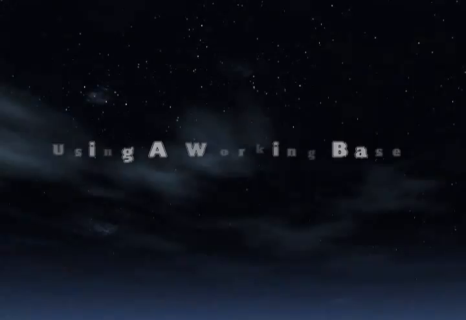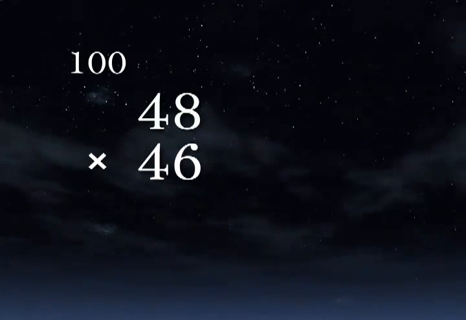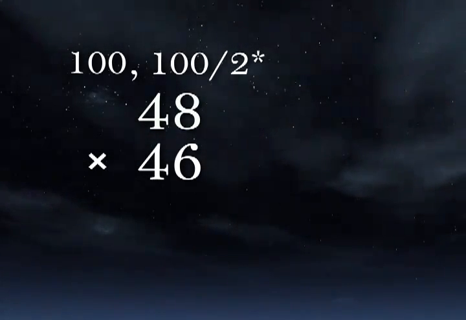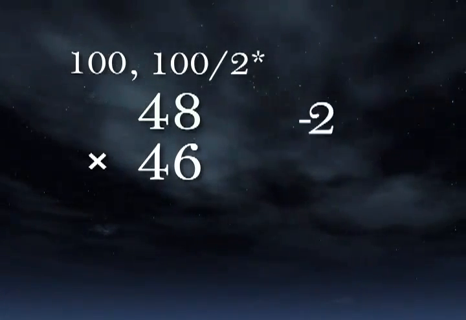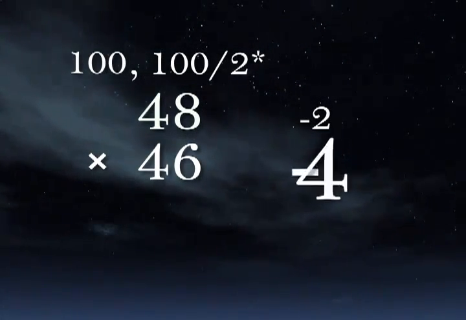So far we've used bases like 10, 100, and 1000. But it's possible to use base multiplication on problems like 48 times 46, where the two numbers being multiplied are nowhere near a convenient power of 10. So here we'll use actual base 100 and working base 100 divided by 2. 48 is negative 2 from 50, so we write negative 2. 46 is 4 less, so we write negative 4.